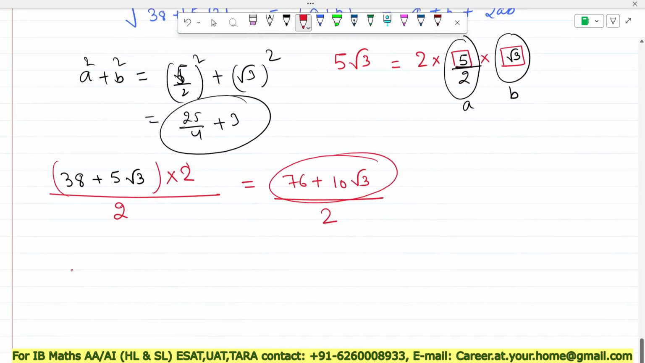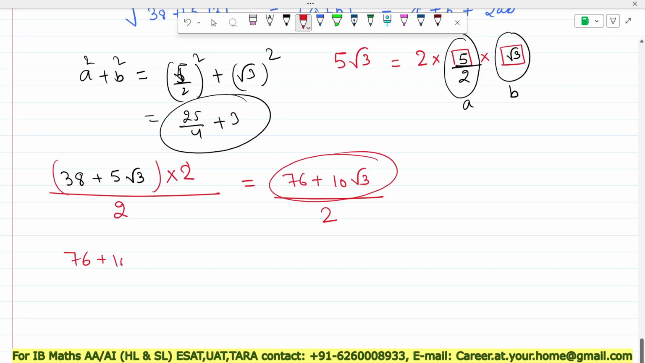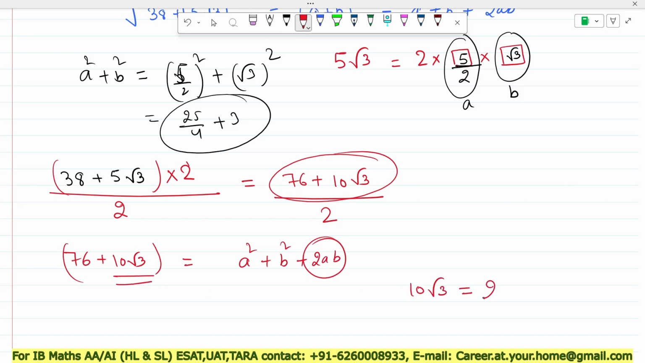Now we will work on this. Yes, sir, I understand it. So now we will work on this. Obviously it will be adjusted as a square plus b square plus 2ab, and for this, we have to equate with this 10 root 3. So for 10 root 3, I can think of 2 times 2 taken as common. So I will have 5 root 3.